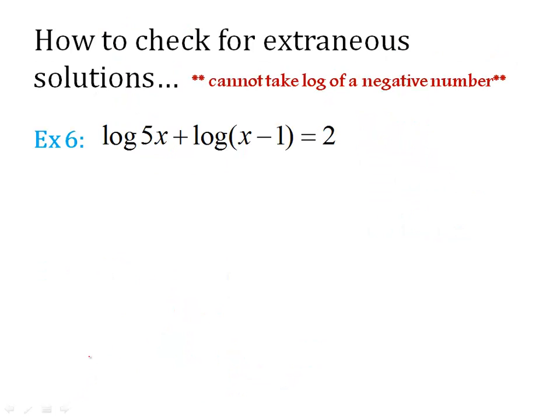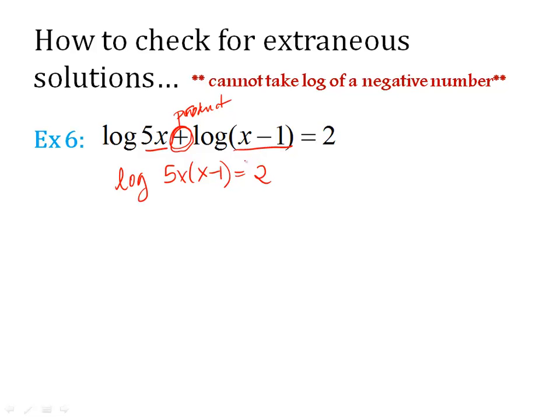What about this one? How to check for extraneous solutions. This comes back to that old rule of you can't take the log of a negative number. So we'll do that at the very end of the problem. We need to solve this first. All right, so notice the plus sign. That should trigger in your mind the product rule. Okay, good old product rule. And that says that these two things should be multiplied since the log and its bases are the same. So the log of 5x times x minus 1 equals 2.